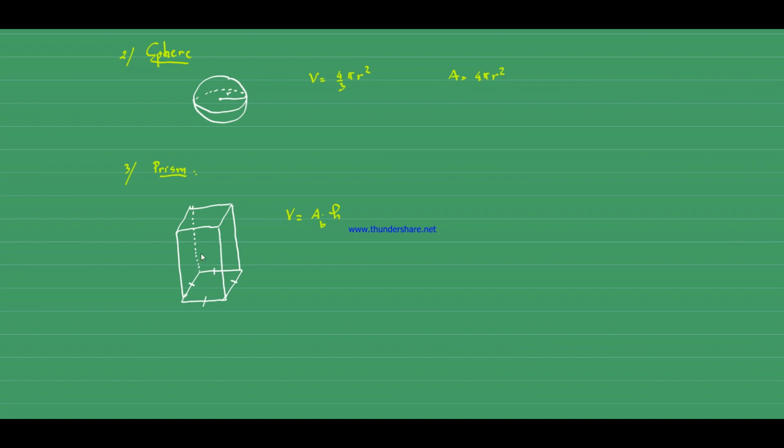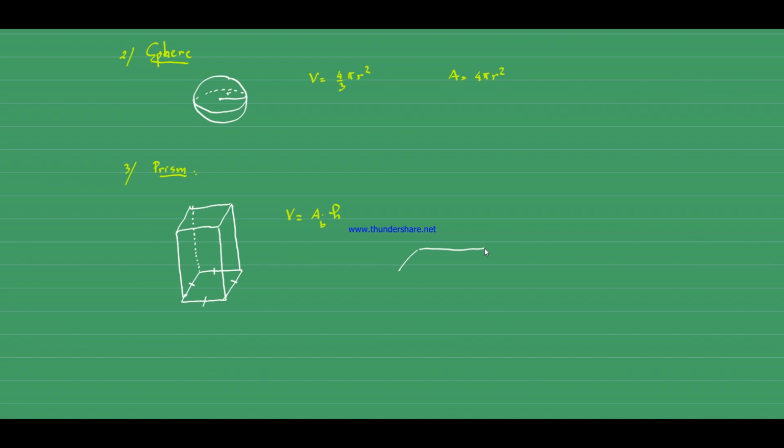However, there are so many different types of prism, depending on the shape of the top and the bottom base right here. Let's say what if the bottom base and the top are rectangles, then you apply the same formula. It could be like this.